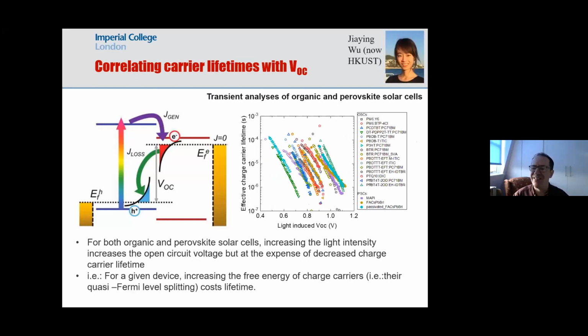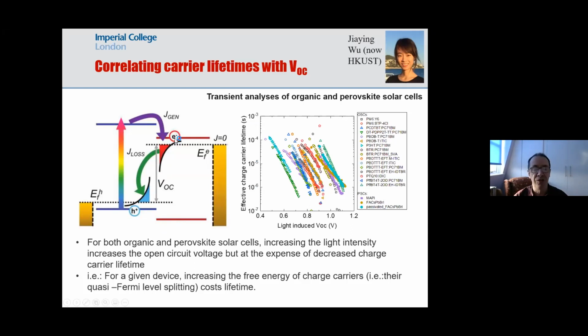In order to understand how that connects to the idea of storing more free energy, but what's the penalty, it's important to realize that as we shine more light on a solar cell and increase the voltage, then the carrier lifetime for both these organic and perovskite solar cells goes down. So these are measurements of a range of different organic and perovskite solar cells of the carrier lifetime in the material as a function of light intensity. And in all cases, what we observe as we increase light intensity, the voltage goes up and the lifetime goes down.